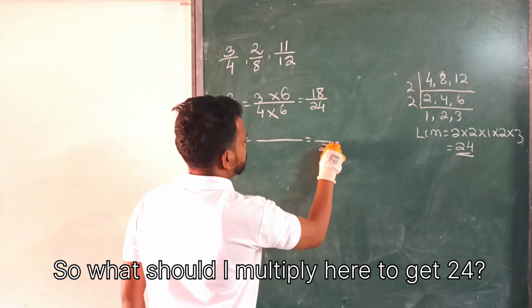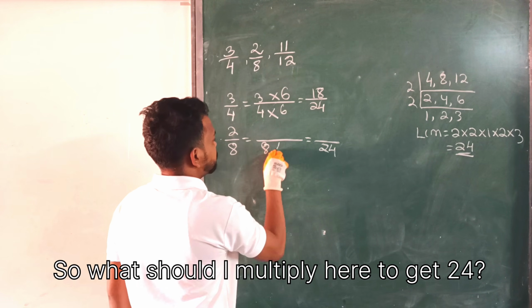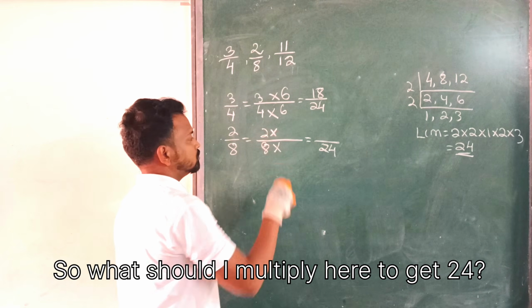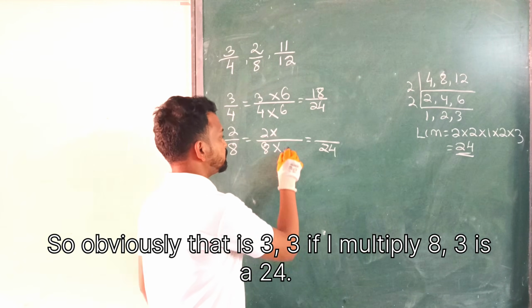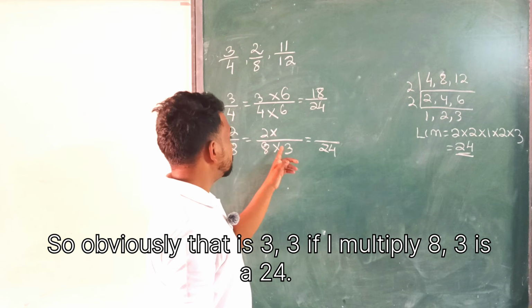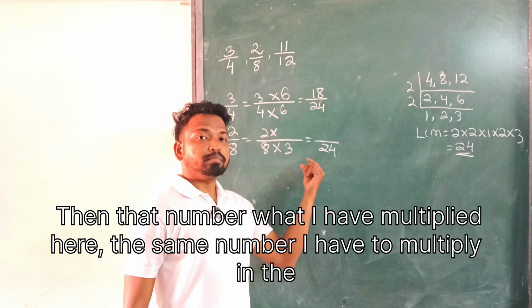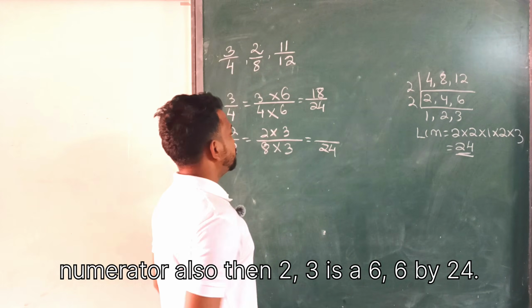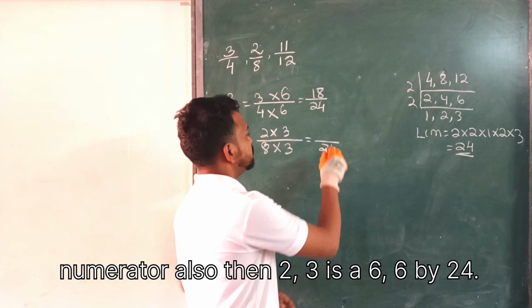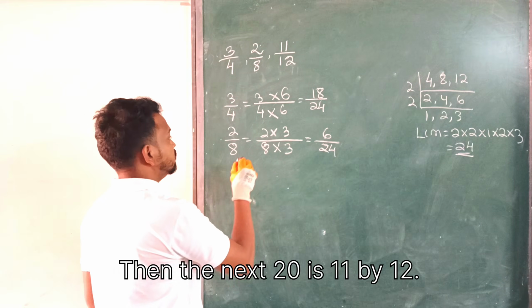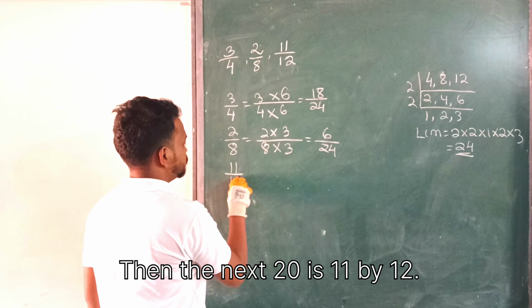So what should I multiply here to get 24? So obviously that is 3. If I multiply 3, 8 threes are 24. Then that number I have multiplied here, the same number I have to multiply in the numerator also. Then 2 threes are 6. 6 by 24. Then the next one is 11 by 12.